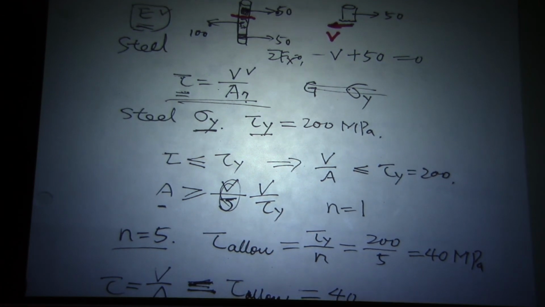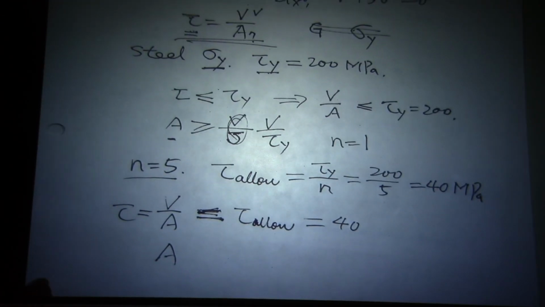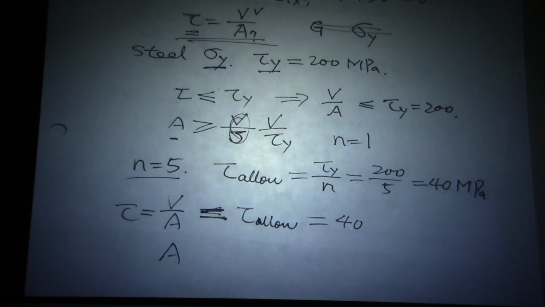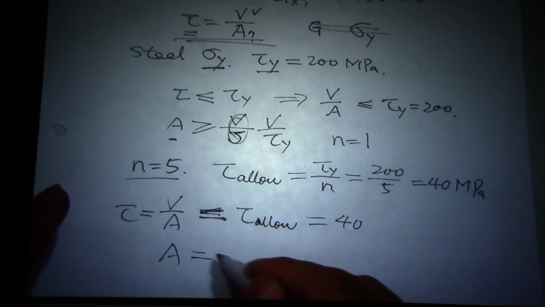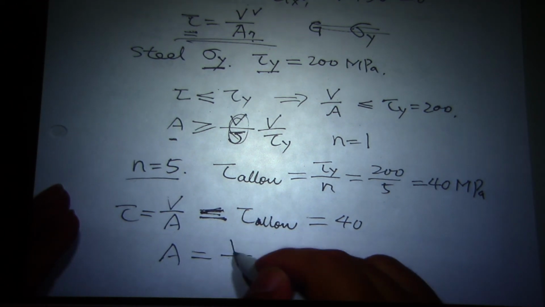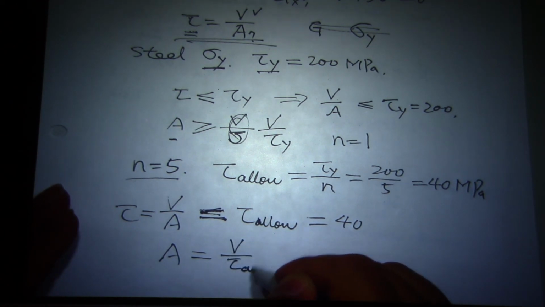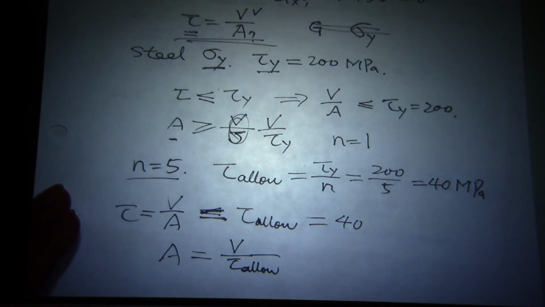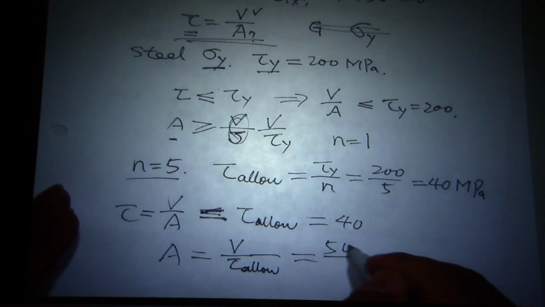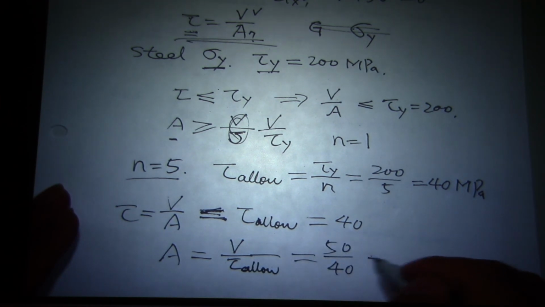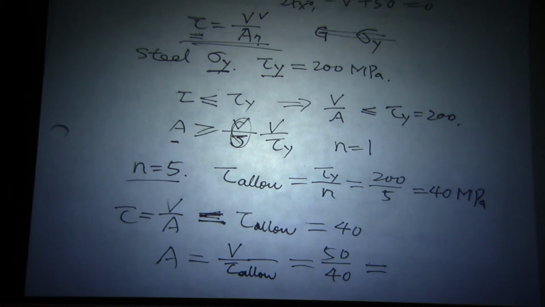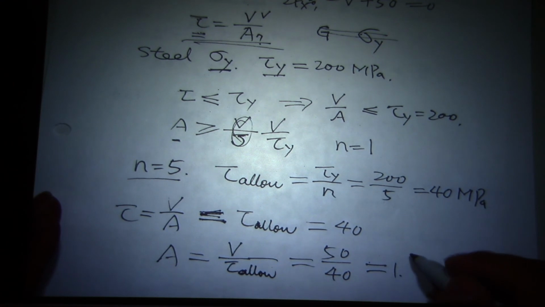Now, can we find out the A? Yeah, 50 over 40. Yes, you can. Okay, A equals what? 50 over 40. It will be V over tau allowed, right? So that basically is 50 over 40. Okay, what's the final answer? It's 1.25.